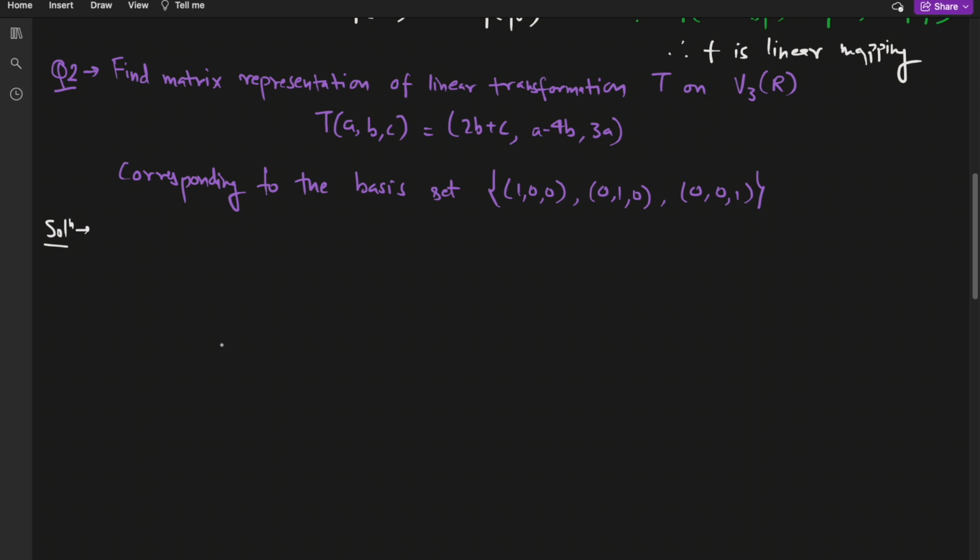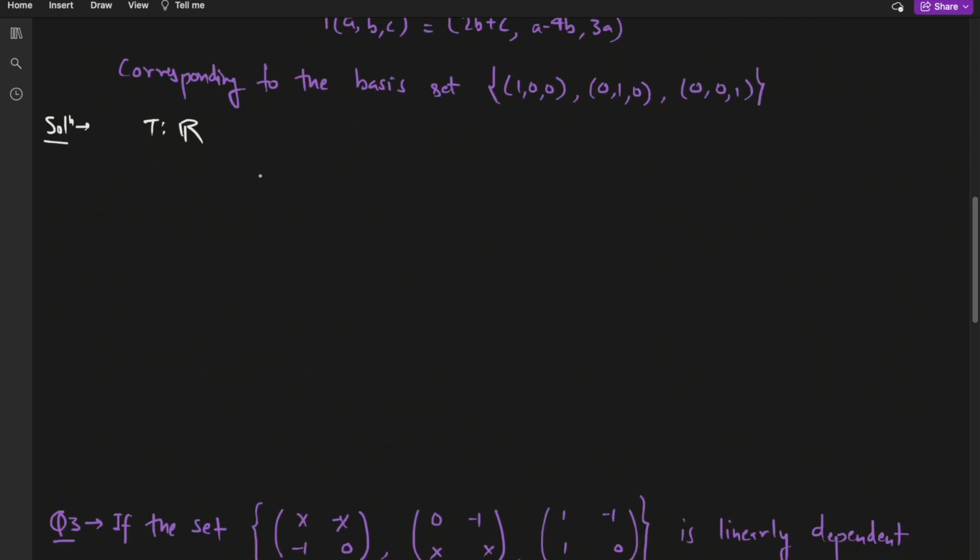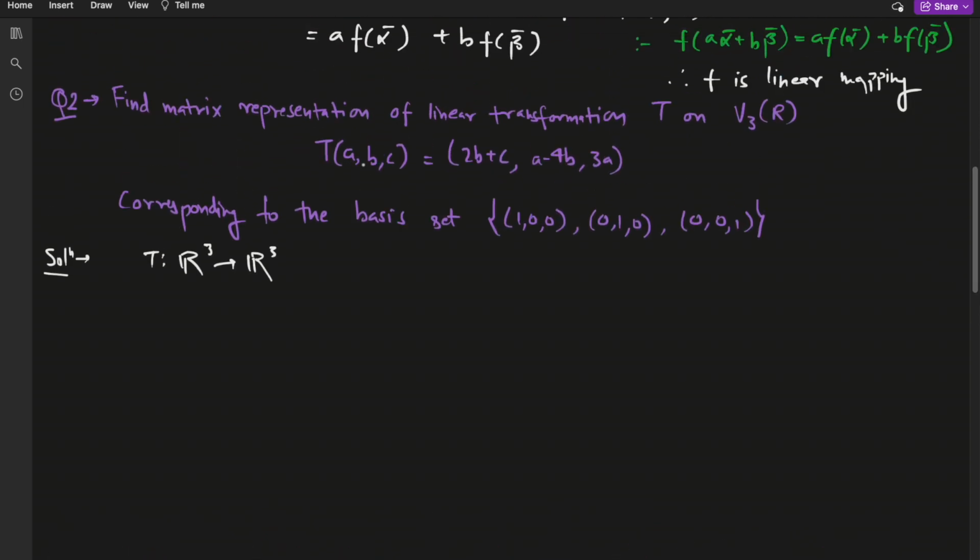It is saying to find the matrix representation of a linear transformation. We are given a linear transformation T, which is given as T of A comma B comma C is 2B plus C, A comma A minus 4B comma 3A. So this is the linear transformation. First of all, this T is from R3 to R3, right? Because as input we are giving a three-dimensional vector ABC, and in the output we are also getting a three-dimensional vector. So we need to find the matrix representation of this linear transformation corresponding to this basis, and this basis is the standard basis, right?